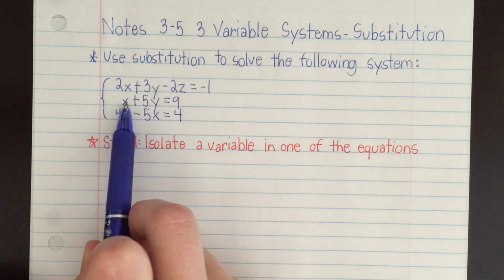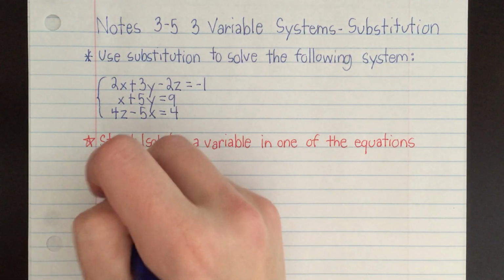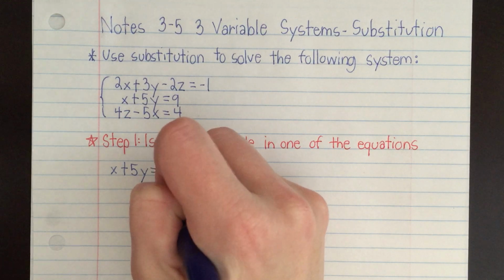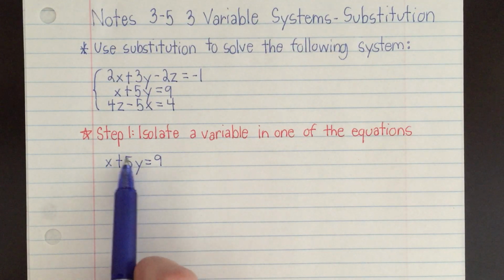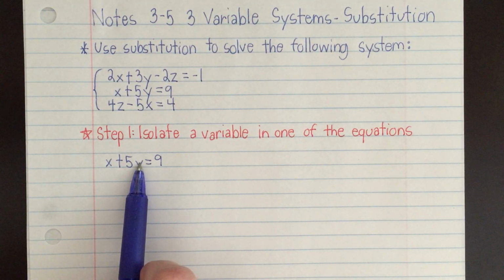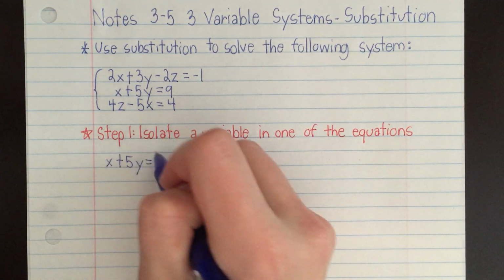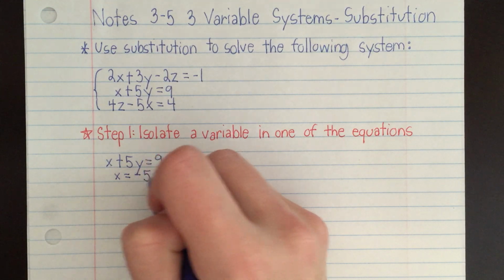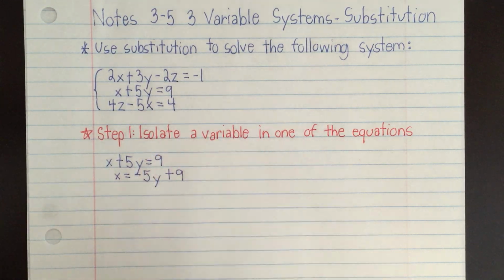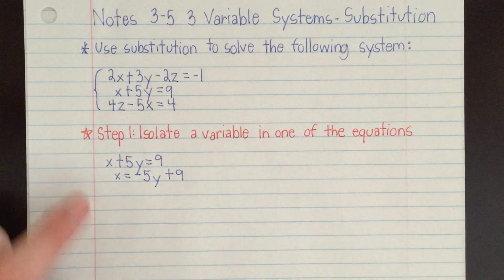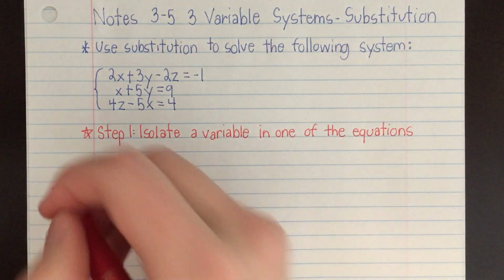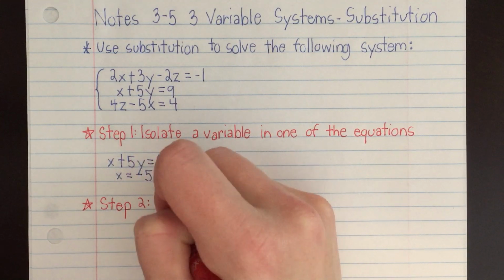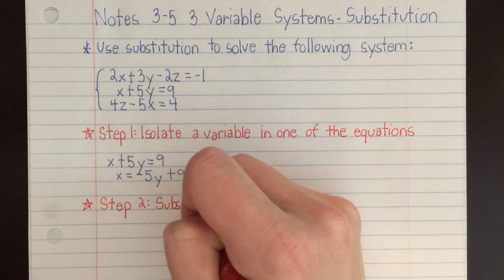So I'm going to choose the second equation and isolate x. That means I need to get rid of this 5y. I'm going to move the 5y to the other side, so this becomes x equals negative 5y plus 9.